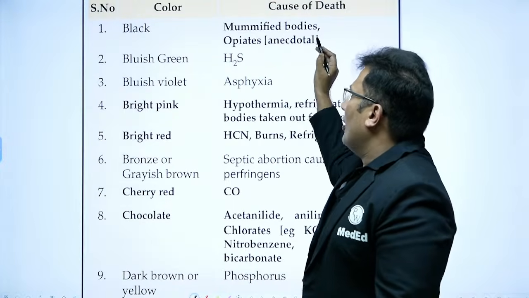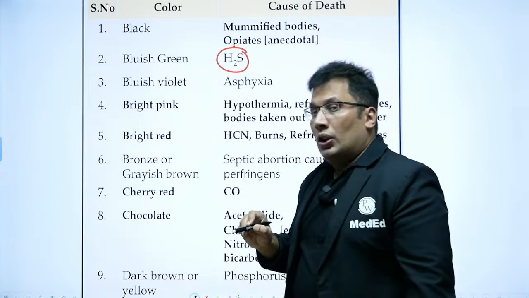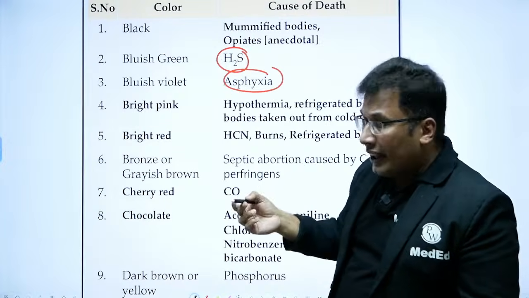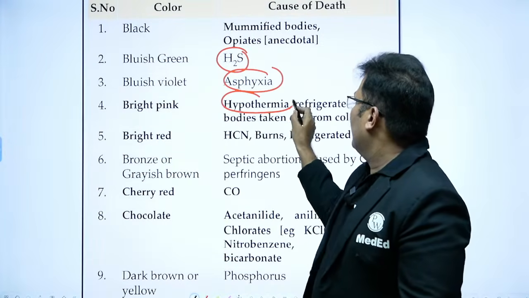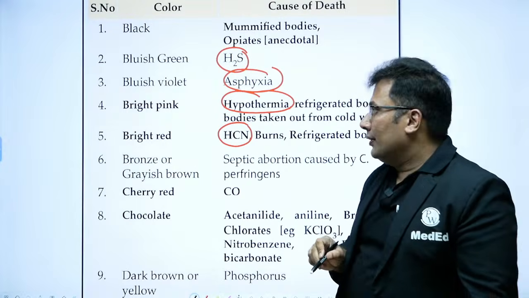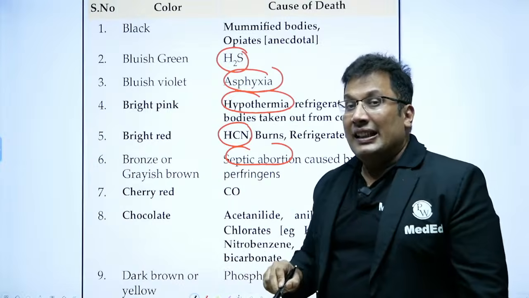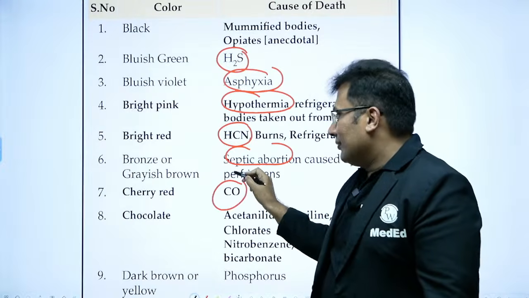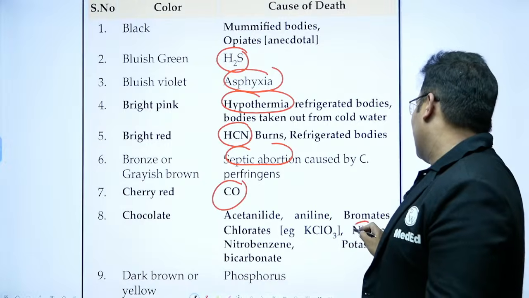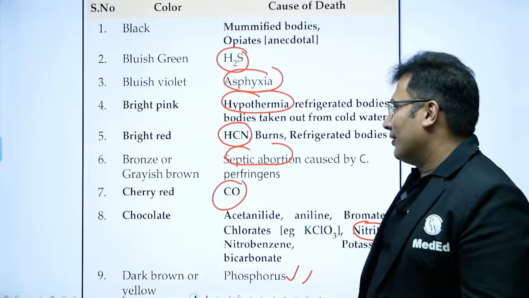Black: mummified body, opiates. Bluish green: hydrogen sulfide. Bluish violet: asphyxia. Pink color: hypothermia. Bright red: hydrogen cyanide. Bronze: septic abortion. Cherry red: carbon monoxide. Chocolate color: in case of nitrates. Dark brown yellow: yellow phosphorus.